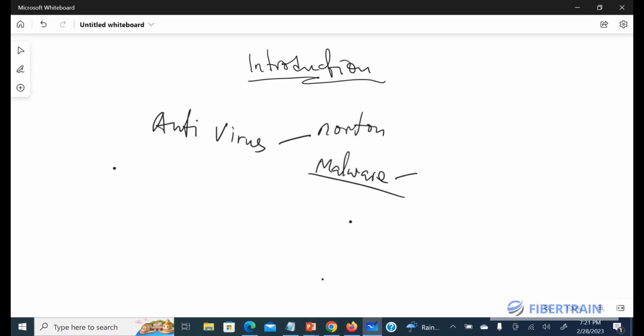Well, what if we have 400 employees? These 400 employees mean that you'll be needing to install the antivirus on 400 computers. Well, how are we going to go about it?